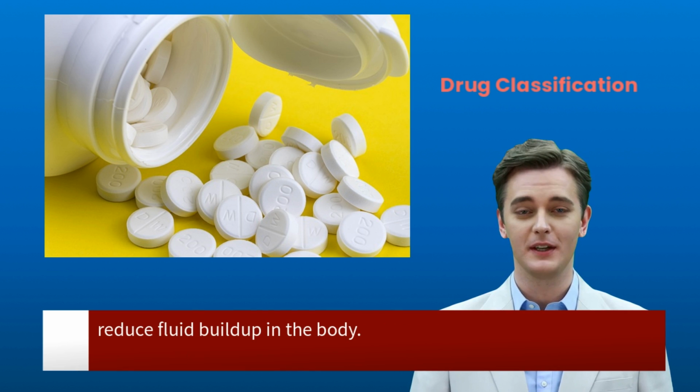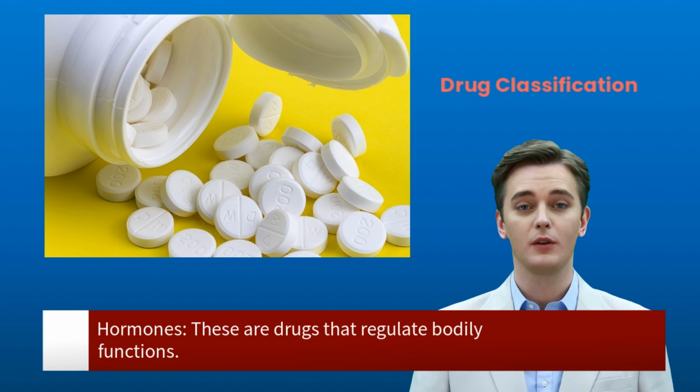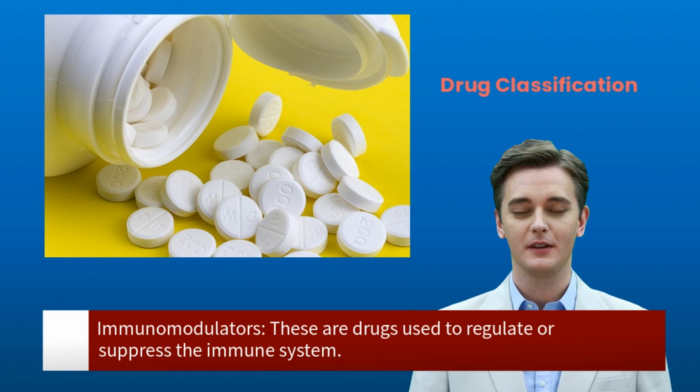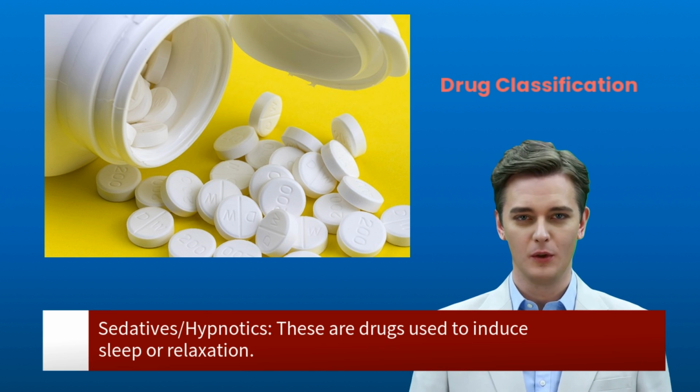Diuretics. These are drugs used to increase the production of urine and reduce fluid buildup in the body. Examples include furosemide and hydrochlorothiazide. Hormones. These are drugs that regulate bodily functions. Examples include insulin, thyroid hormone, and estrogen. Immunomodulators. These are drugs used to regulate or suppress the immune system. Examples include corticosteroids and immunosuppressants.